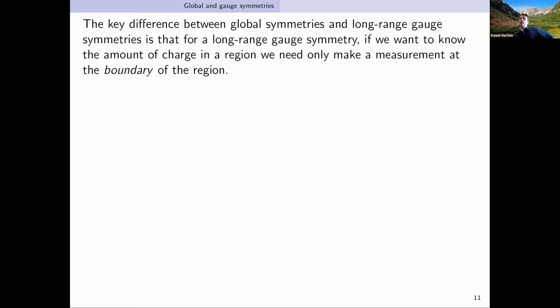Okay, so let me now try to motivate why that's the right idea. The key difference between global symmetries and long-range gauge symmetry is that for a long-range gauge symmetry, if you want to know how much charge there is in a region, you don't need to go look everywhere in the region. For the global symmetry, we just had to go look everywhere and look at all the spins. For the gauge symmetry, we only need to make a measurement at the boundary of the region.